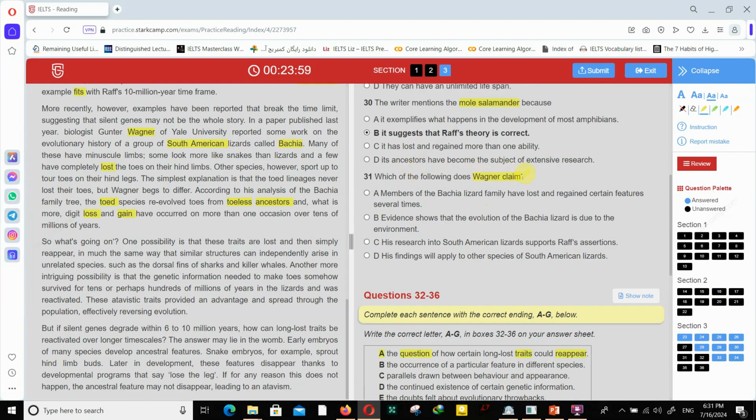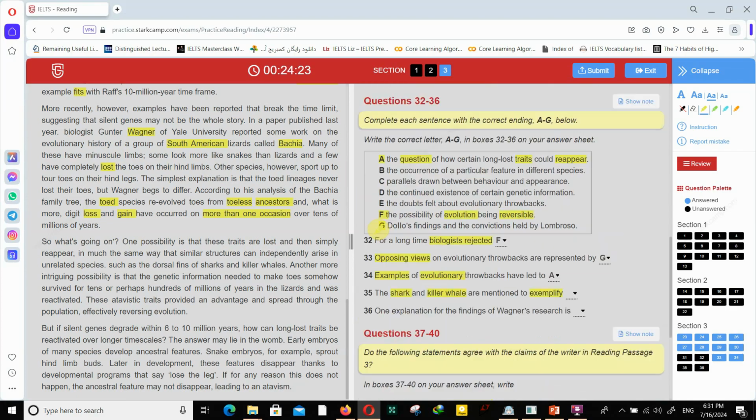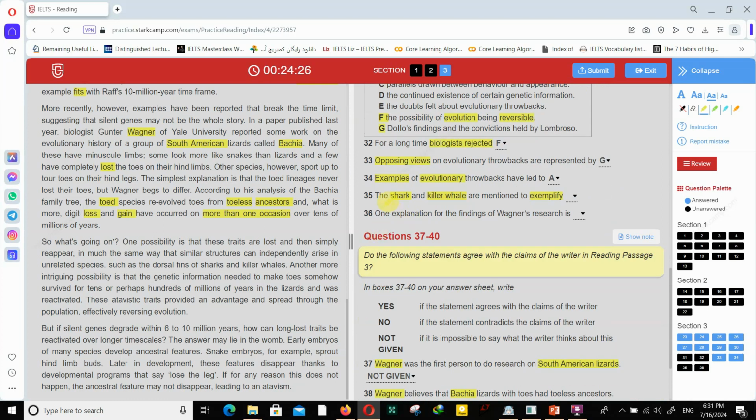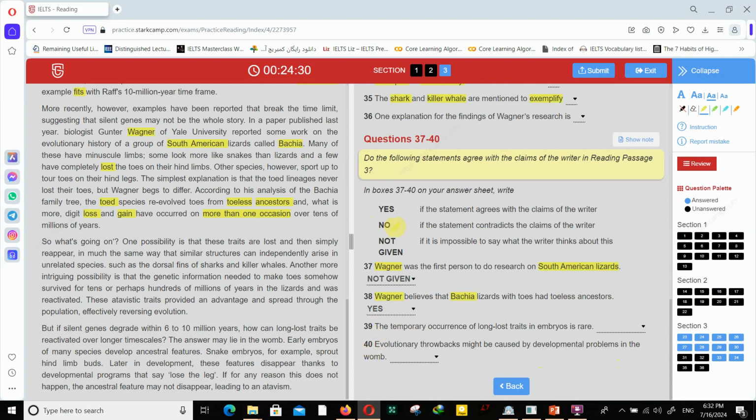which of the following does Wagner claim a member of the Bacchia lizard family have lost and regained? Here, digit loss and gain have occurred. Regained certain features several times. On more than one occasion means several times over the tens of millions of years. They're exactly paraphrasing this statement. So statement A is true actually. Option A for 31. Now we are left with questions 35 and 36 and 39 and 40.